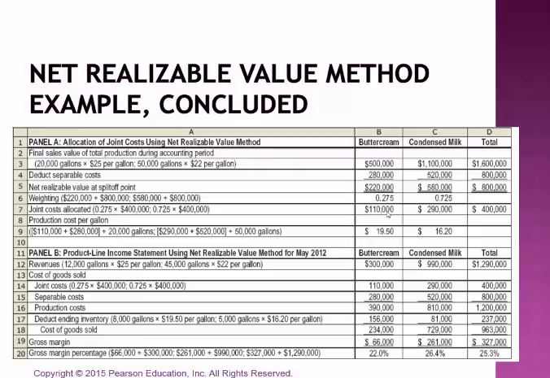We are going to take that total, $390,000, and divide it by 20,000 gallons in order to get our cost per gallon. This cost per gallon is not only joint cost, but it is also the separable cost. So $19.50 per gallon for the buttercream. We would do the same thing for condensed milk.